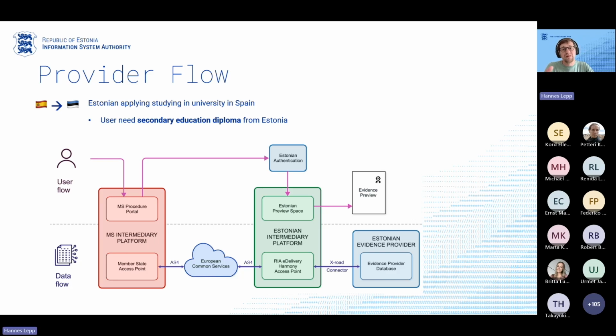So in general, OOTS has two main user flows. The first is the provider flow, shown here, where Estonia provides evidence to another member state. And the second is the requester flow, where Estonia requests information, evidences or data from another member state. And the requester flow is shown on the next slide.